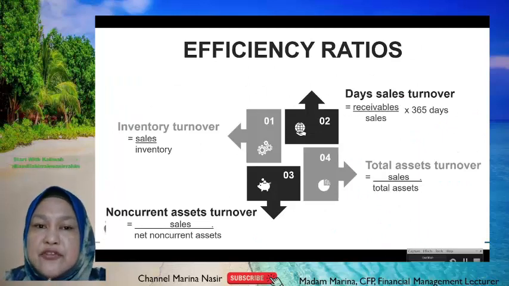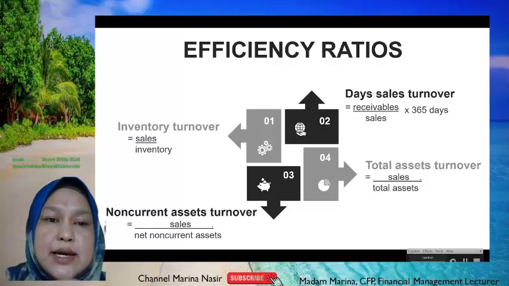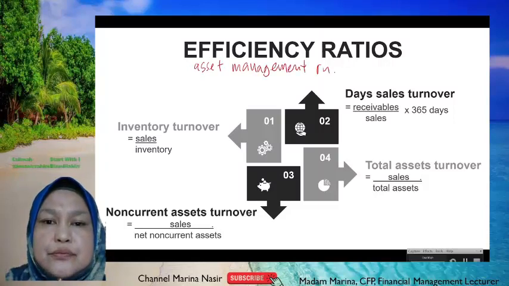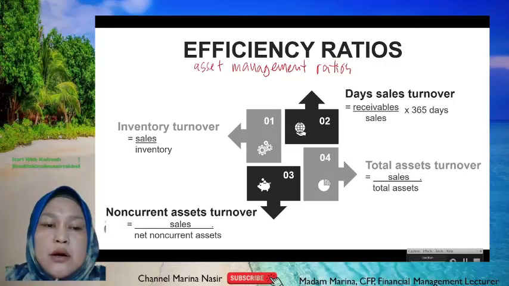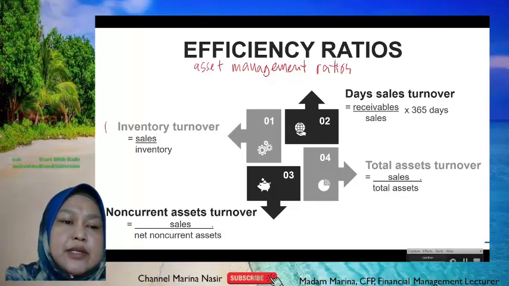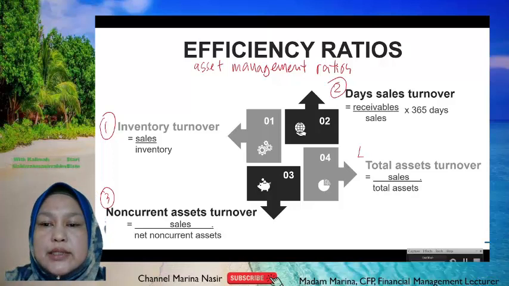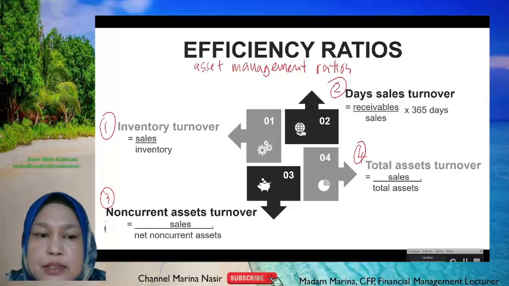Next we move to the efficiency ratio. Efficiency ratio or the other name is asset management ratio. We have 4 ratios here: the inventory turnover, day sales turnover, non-current asset turnover, and total asset turnover. So let's look at the example to calculate each of these ratios.